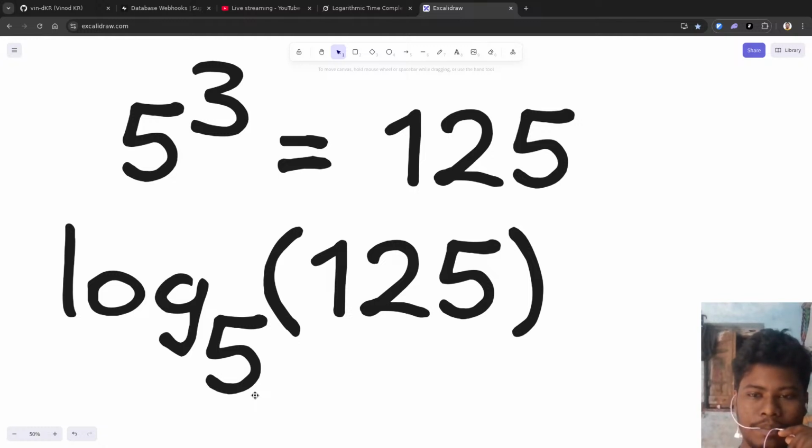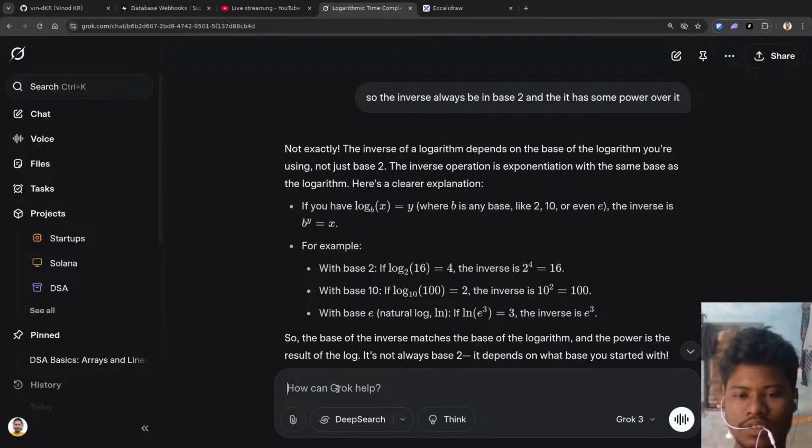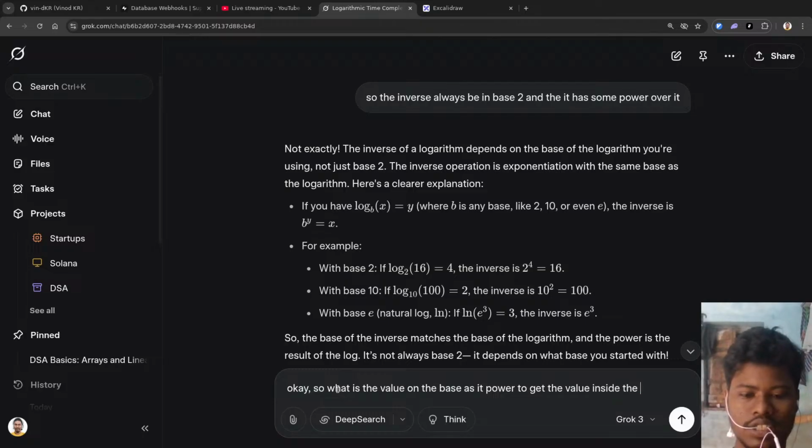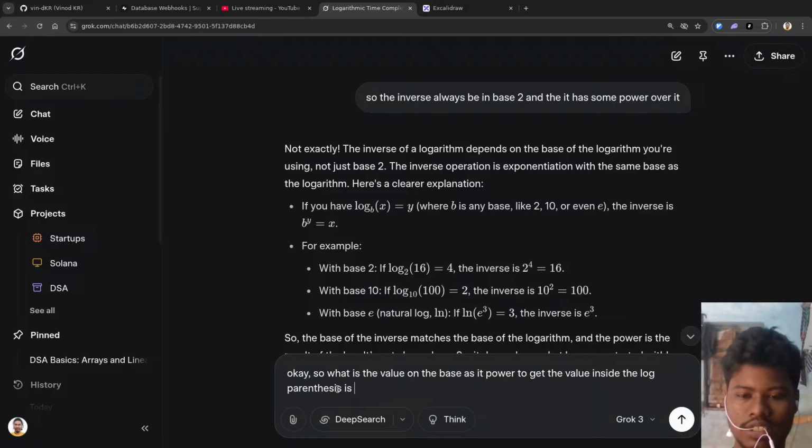So how do we write this? What is the value on the base as a power to get the value inside the log parenthesis, is the log of that.